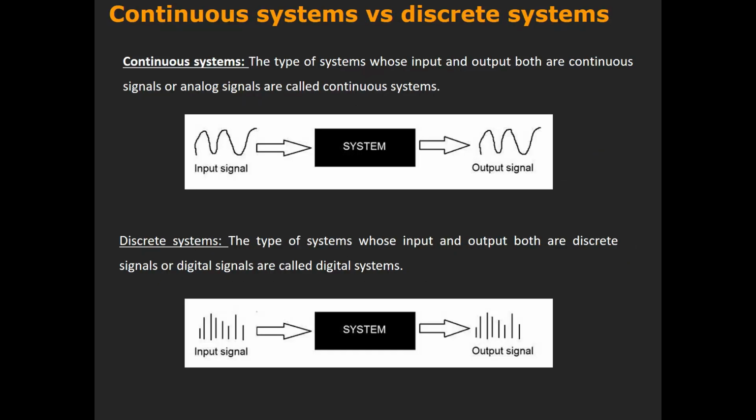Now, continuous system versus discrete system. A continuous system is the type of system whose input and output are both continuous signals or analog signals. So this system is a continuous system where the input is an analog signal and the output is also an analog signal. While a discrete system is the type of system whose input and output are both discrete signals or digital signals. So the input signal is a discrete signal and the output is also a discrete signal.